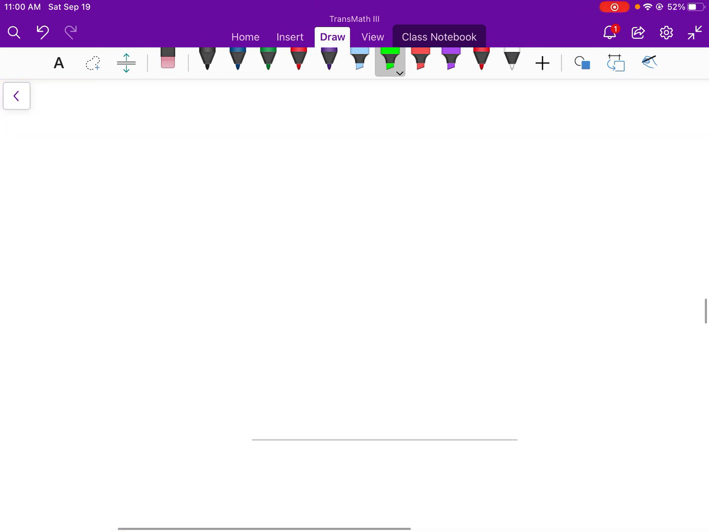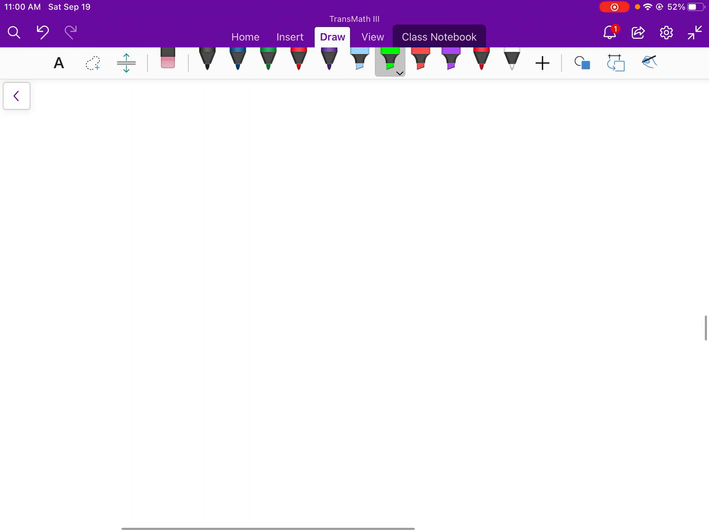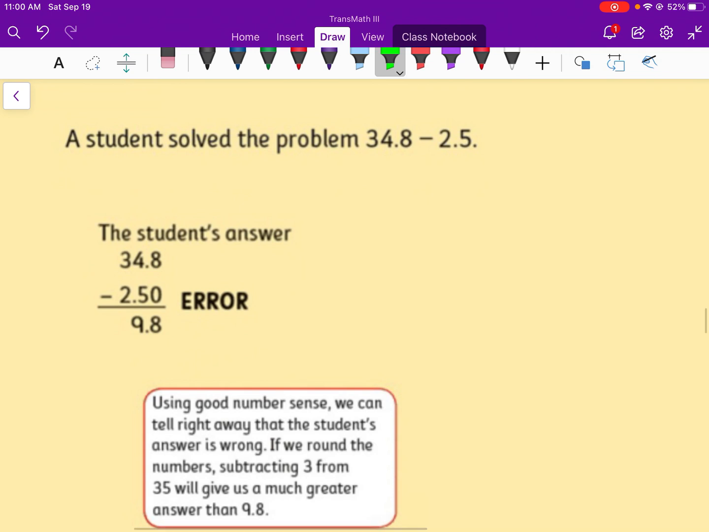He's got the right side lined up. That's not the case. So we need to make sure to line up the decimal. And just think, 34.8 minus 2.5, and he gets 9.8. If you just think 34 minus 2, that should be somewhere around 32. Or we really should be rounding.